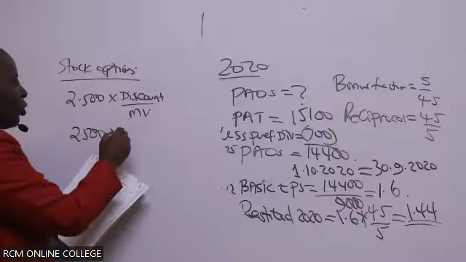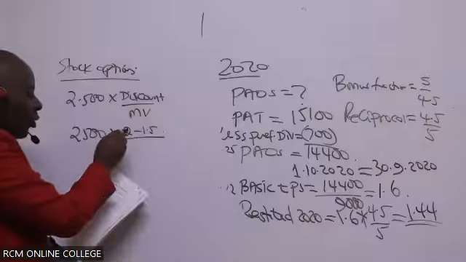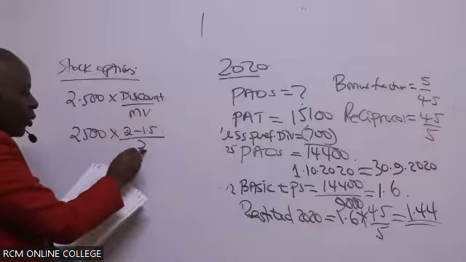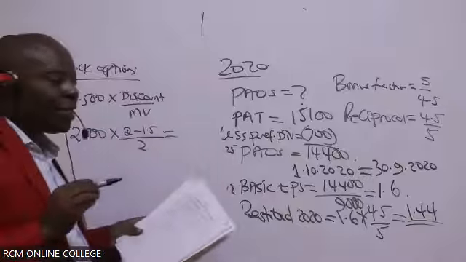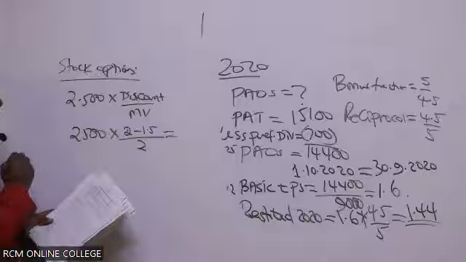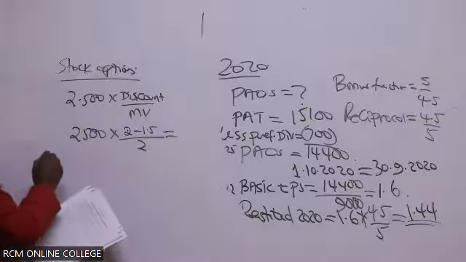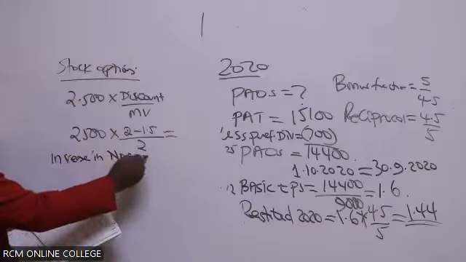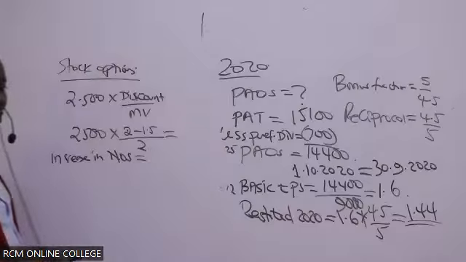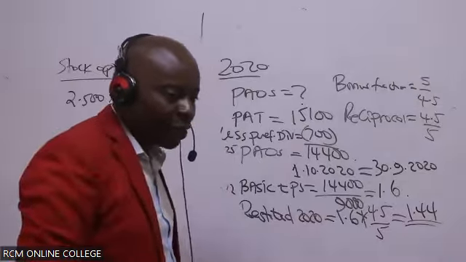The discount, of course, you've told me I take 2 minus 1.5, all over 2, the normal price. If I do it this way, then I will be able to get the free shares. So the increase in shares, the increase in NEWS, how many will they be? They're telling me it is 625.